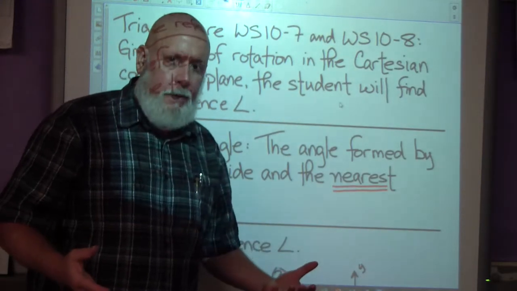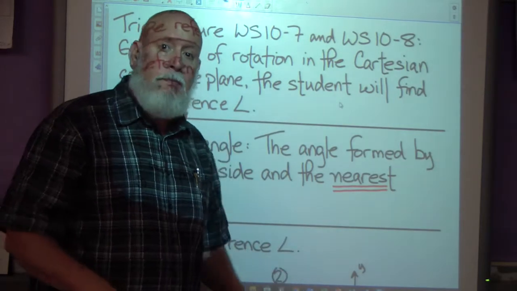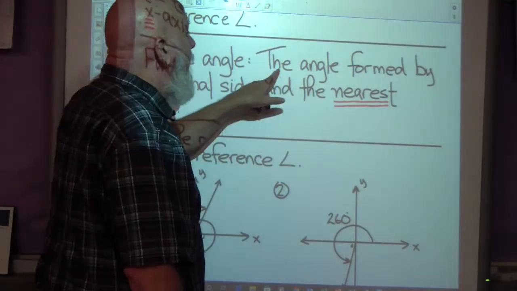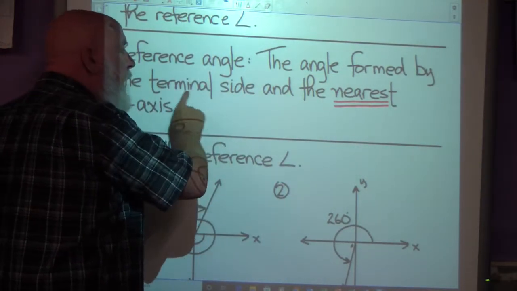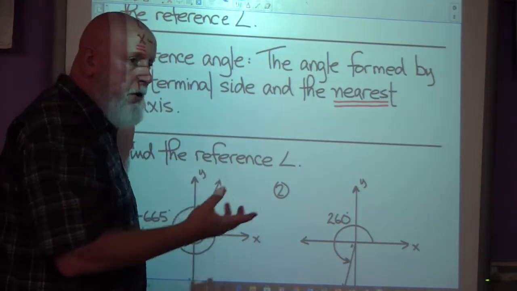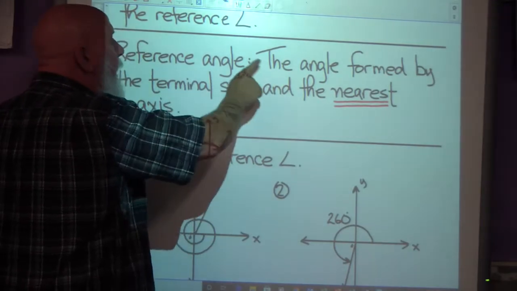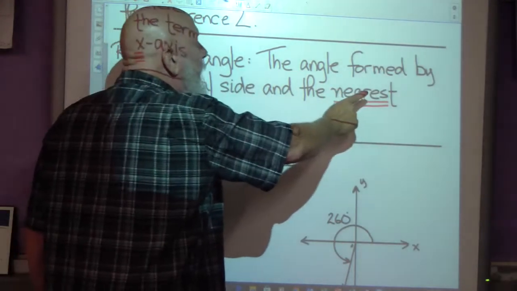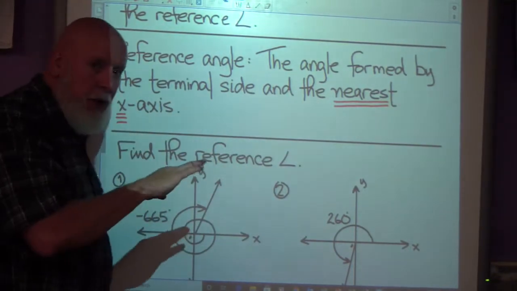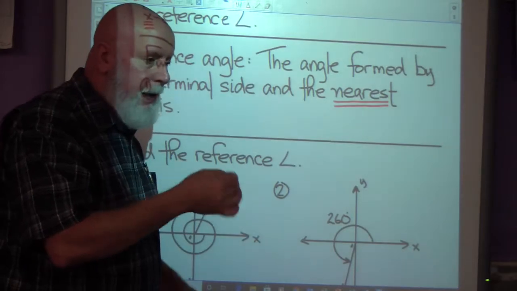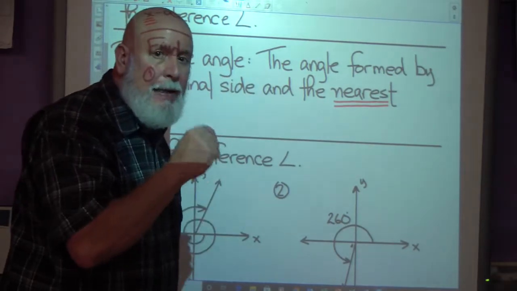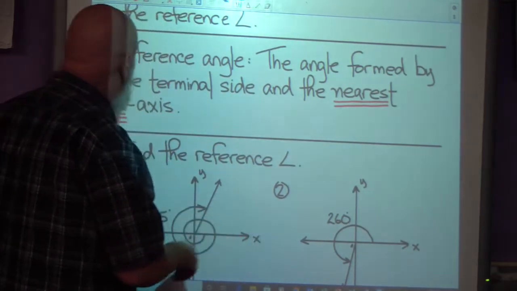So I'm going to define the reference angle for you and then show you how to find it. So here we go. The reference angle is the angle formed by the terminal side. Hopefully you remember that from finding quadrants, the quadrant in which the terminal side stopped. We're going to find the angle formed by the terminal side and the nearest x-axis. X-axis, not the y-axis. A lot of kids make that mistake. We're going to find the angle between the terminal side and the nearest x-axis. Okay? So here we go. This is what it looks like.